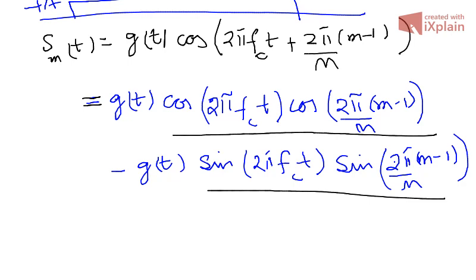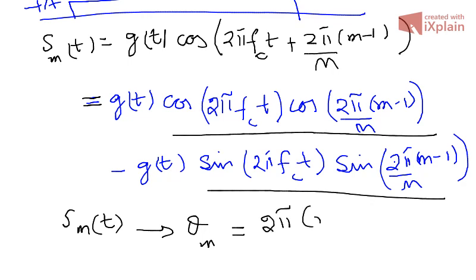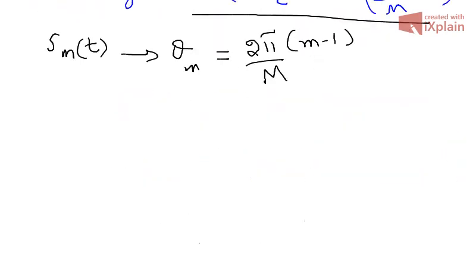Now if you see the phase of this waveform, the phase theta m for Sm of t is actually 2 pi (m minus 1) over M. So this is the phase of Sm of t, or the mth signal waveform.